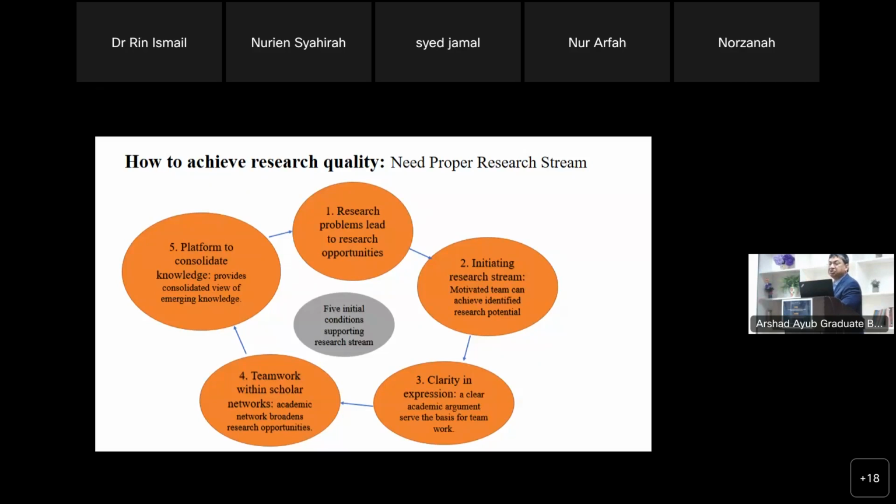Second one, initiate a research stream. A motivated team can achieve identified research potential. You have to have people who are not homogeneous, in the sense that of course they think in different directions, but your convergence has to be there, that you are meeting minds, you trust each other, you believe in each other's quality. Now, clarity in expression: a clear academic argument serves as the basis for teamwork, and you have to have a goal for why you are there.